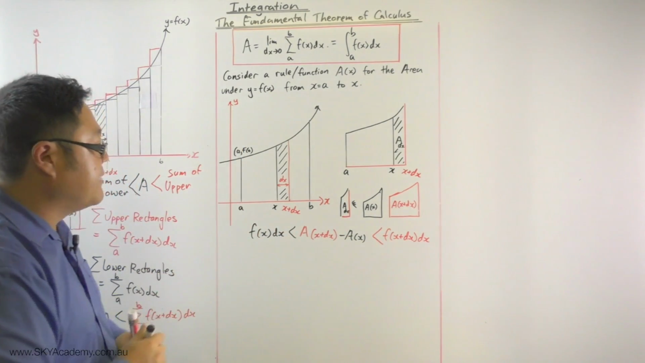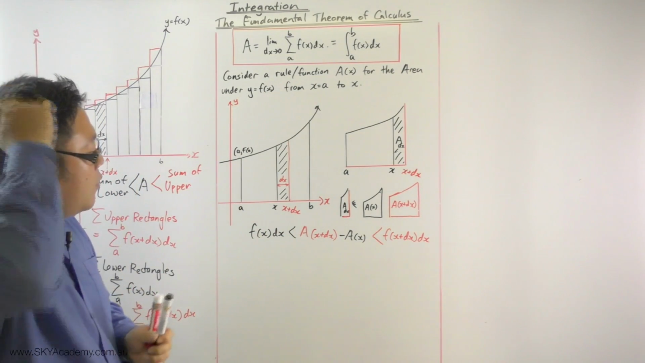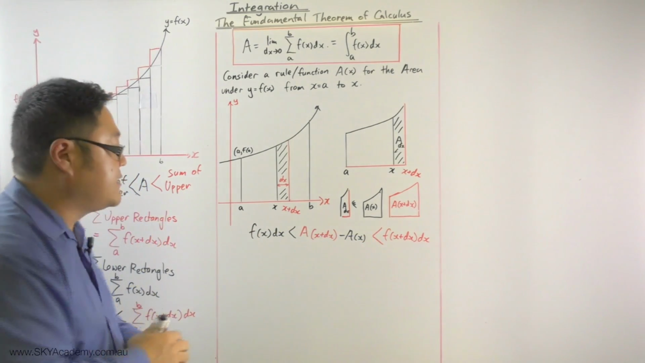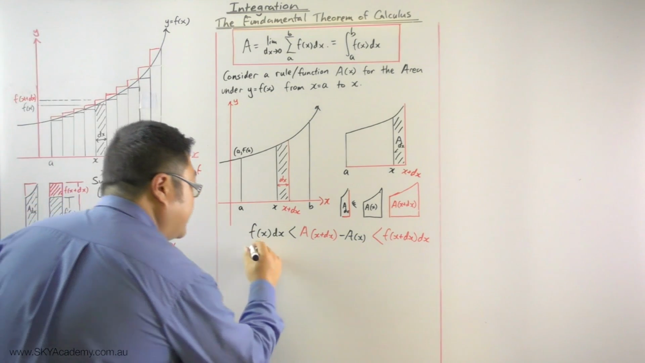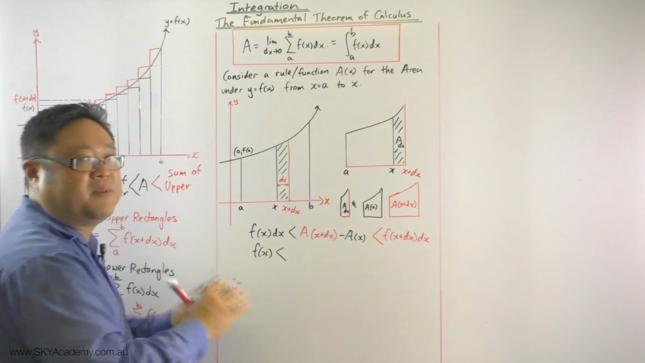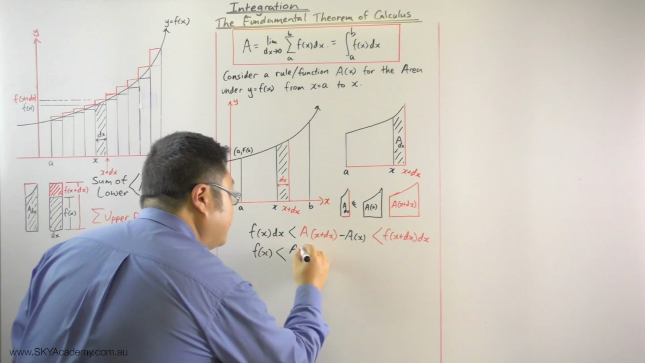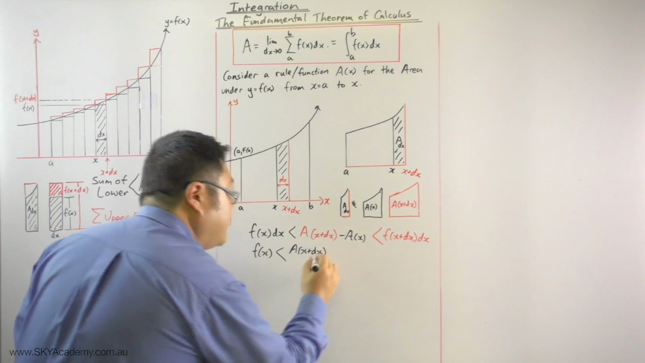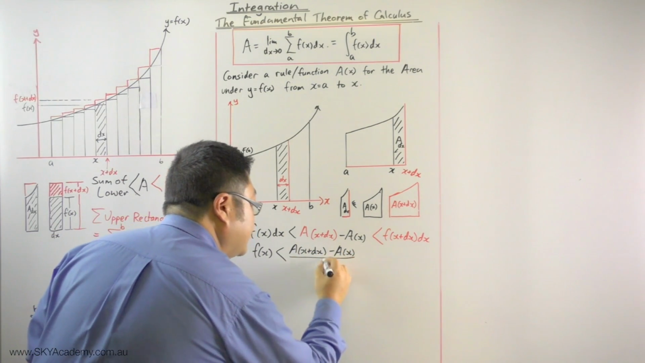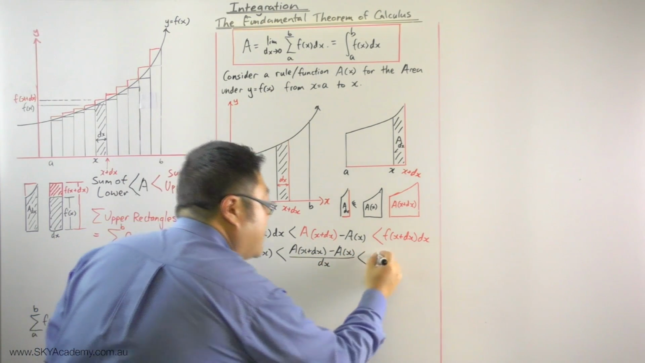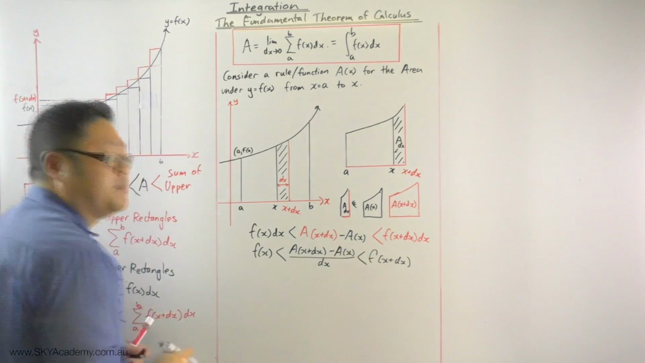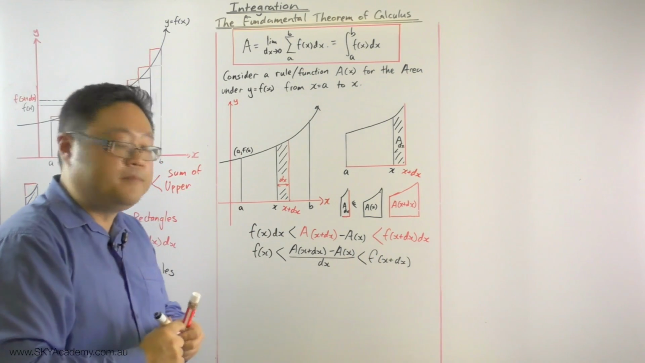Now, I'm going to do something sneaky here, right? What I'm going to do is divide everything by dx. So let's do that. If I divide everything by dx, I end up with f of x on this side, and I end up with A of x plus dx minus A of x, all over dx, which is less than f of x plus dx. Does that make sense? Good.